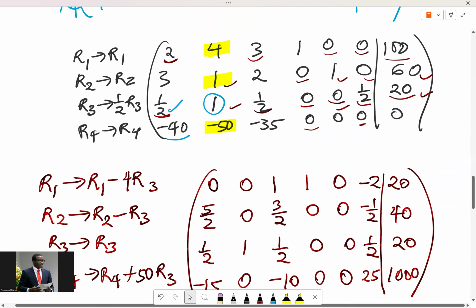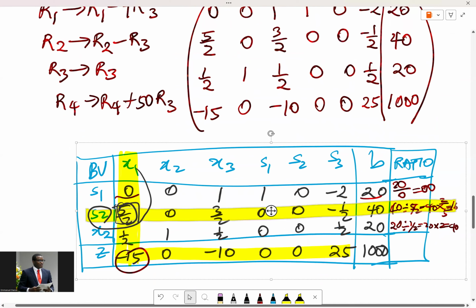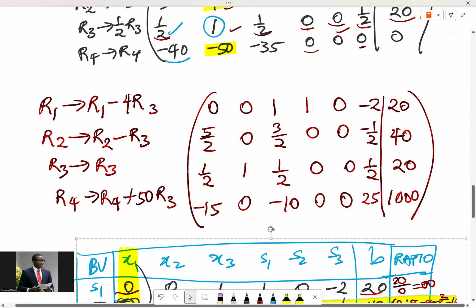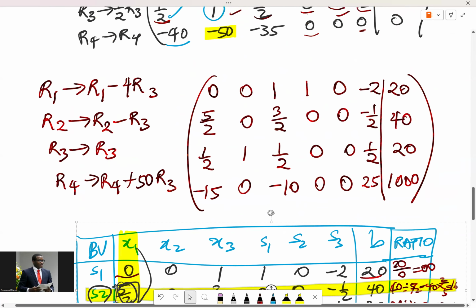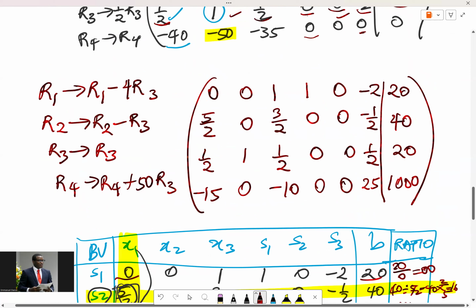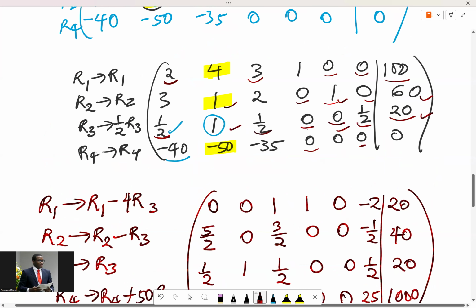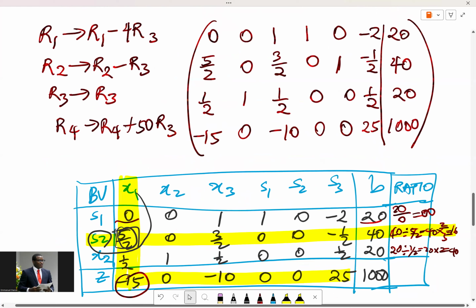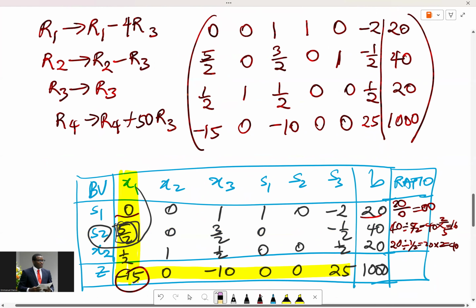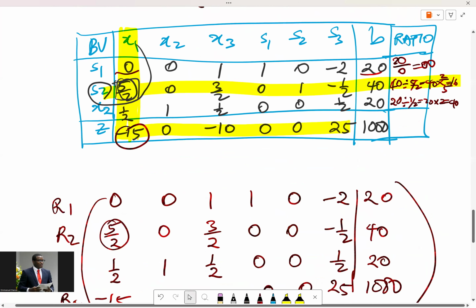Let's see. Under S2 now, that's second to the last. S2 should be 0, 1. So let's see. R2 - R3. So this should actually be R2 - R3. That is 1 - 0. So this should actually be 1 right here. Okay, so that when we come here, this is actually 1. Even while we do this, that place should be 1. So this is actually still 1.